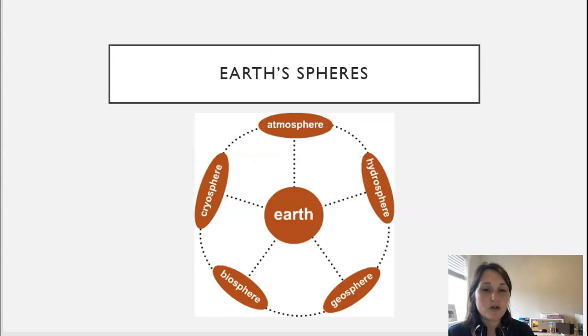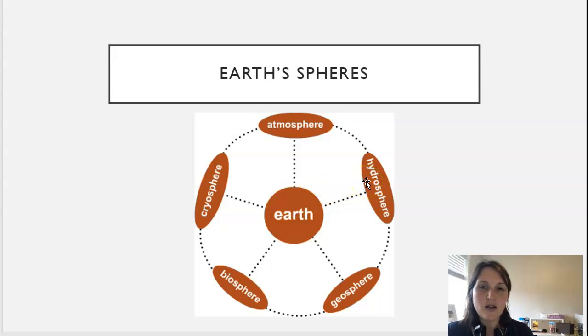One thing I mentioned was Earth's spheres. They're not all spherical in shape, but we call the different systems that make up our planet the spheres of the Earth. So we have Earth as the center, and it's composed of all of these different parts. One of them is the atmosphere. So all the air that surrounds us is part of our Earth. It has a certain composition. There are molecules in the atmosphere that are important for our breathing. There are molecules in the atmosphere that are important in different parts of our life processes. So atmosphere is one of the things that makes up the Earth.